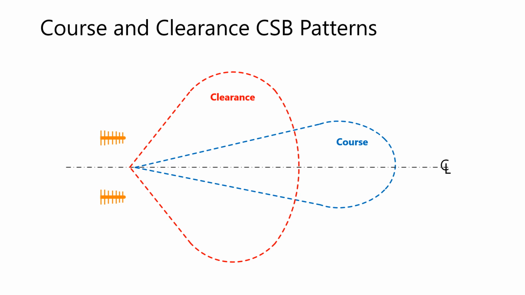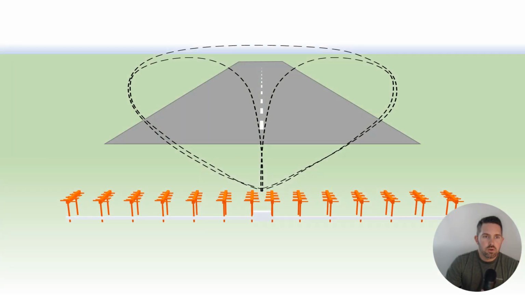So this concludes the localizer RF pattern development lesson. In the next lesson, we'll discuss glide slope RF pattern development.